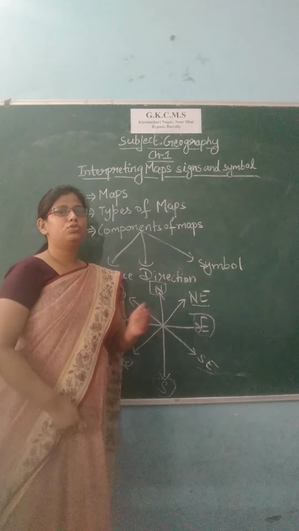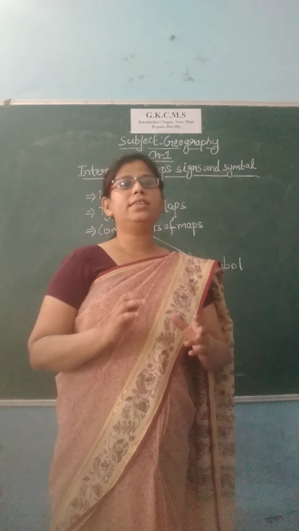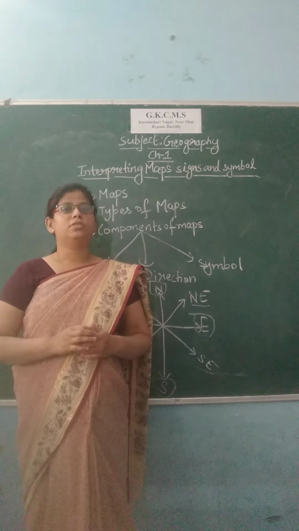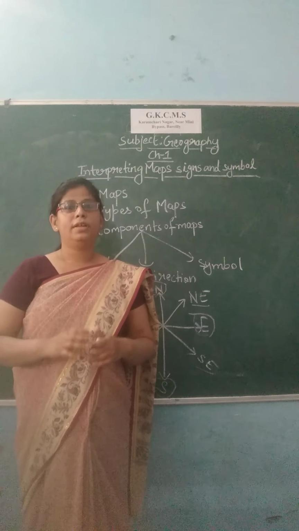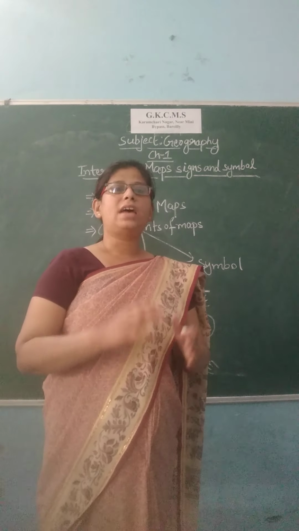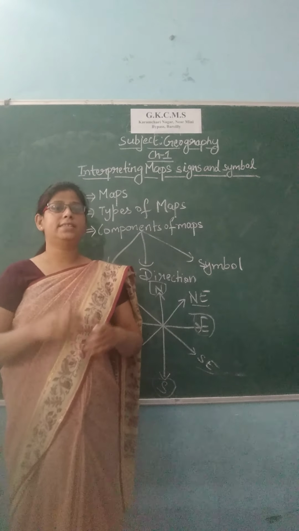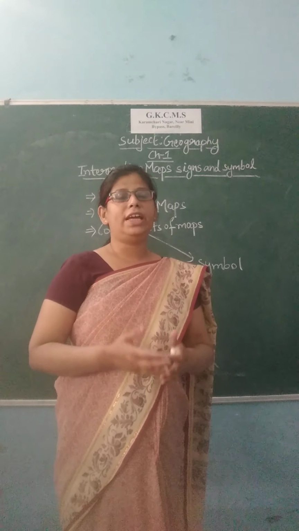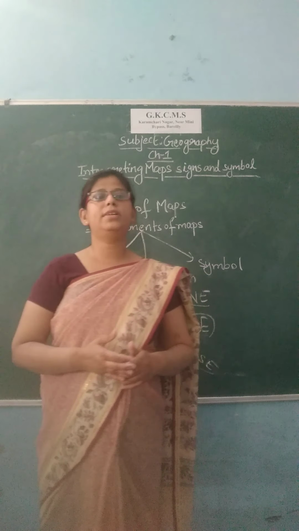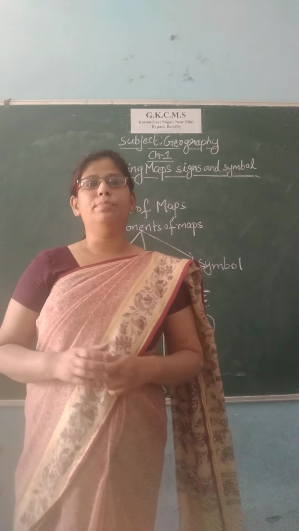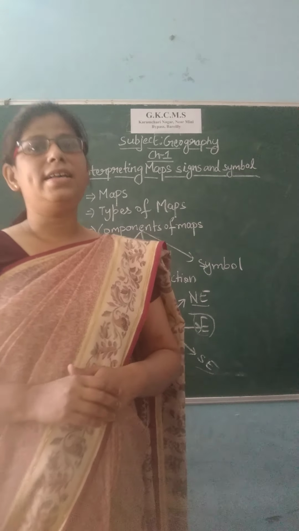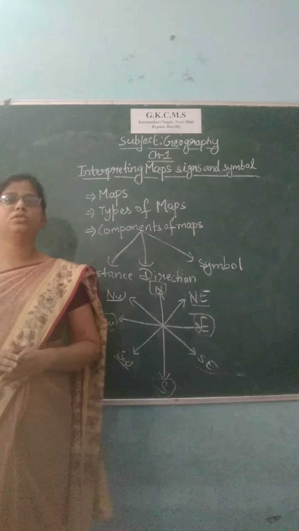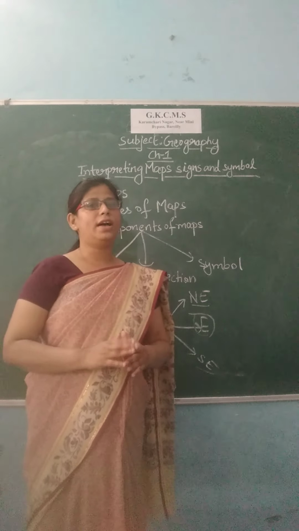Now, moving to the symbols. What are symbols? It is not possible to draw on a map the actual shape and size of different features such as buildings, roads, bridges, trees, railways, etc. For that purpose, we use symbols. And in the next class, we will discuss topographical maps.